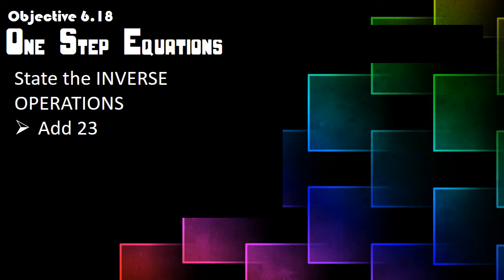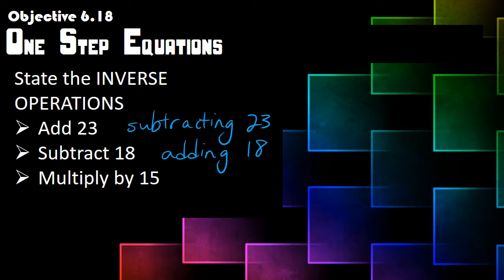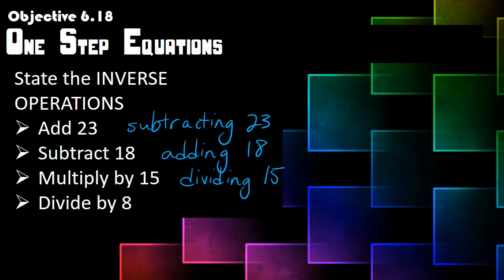For our first one here, if we're going to add 23, the inverse of adding 23 would be subtracting 23. Our next one, if we're talking about subtracting 18, the inverse would be adding 18. If we're multiplying by 15, you guessed it, the inverse is dividing by 15. And last but not least, if we divide by 8, the inverse, or the opposite, means we're just going to multiply by 8.